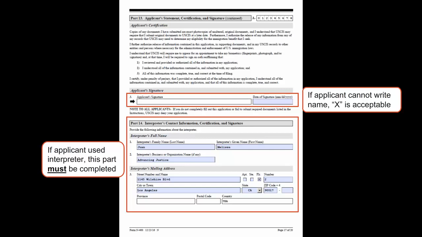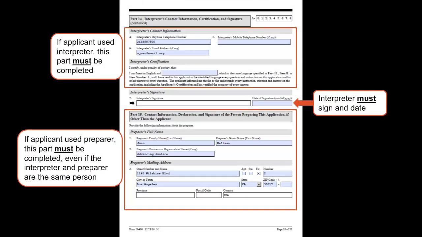Part 14 relates to the interpreter. If an applicant used an interpreter, this must be completed. Then the interpreter must sign and date their name. Part 15 is information about the preparer. Again, if the applicant used a preparer, this part must also be completed and signed by the person providing assistance. Again, the preparer may be the same or a different person as the interpreter. Both sections must be filled out if an interpreter and preparer are used.